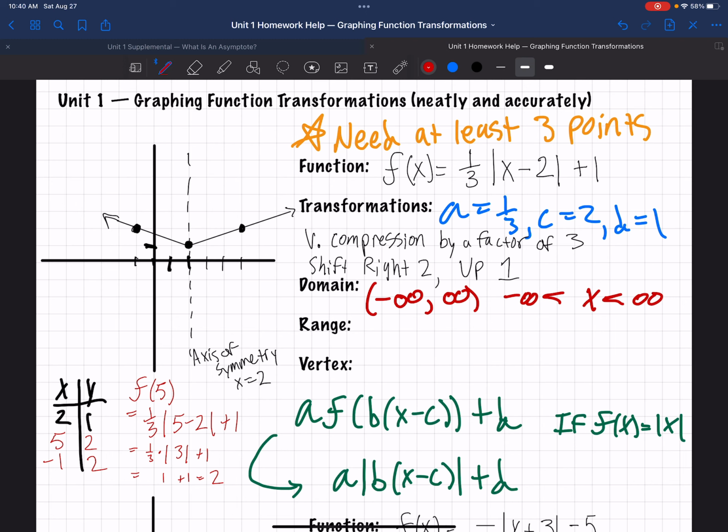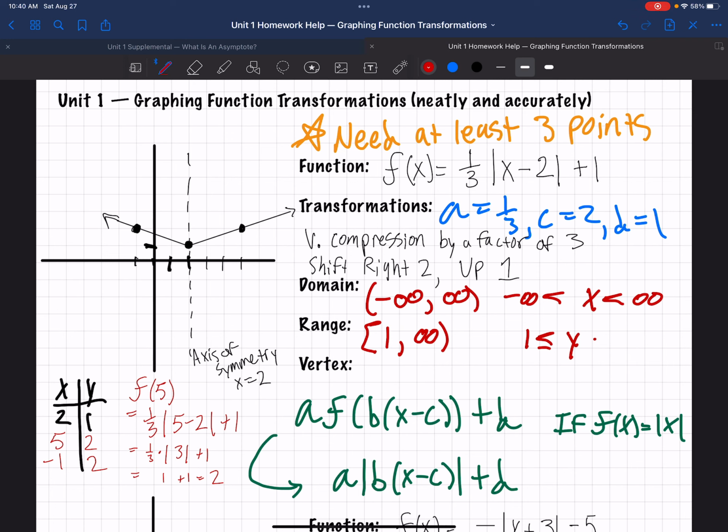And then you got your range. Notice my range, I shifted this up 1, right? I vertically compressed it, but the thing that affects the range is an up 1. And it starts right here vertically at 1 and goes up. So my range is bracket 1 to infinity. And I would say that this is y is greater than or equal to 1.